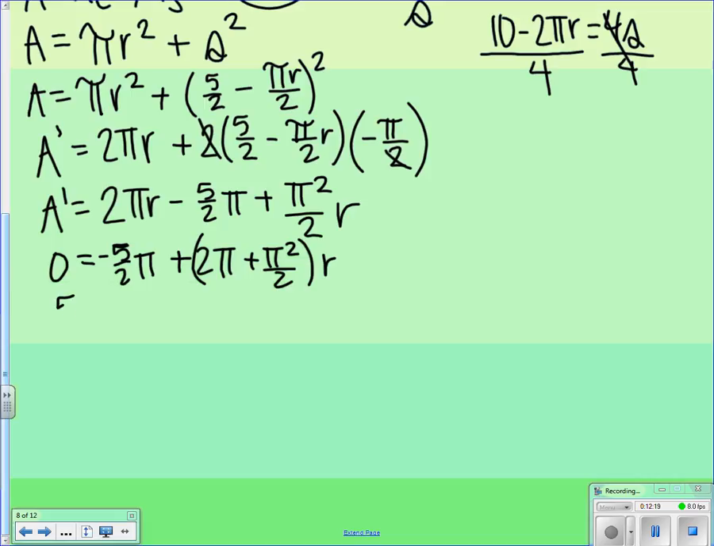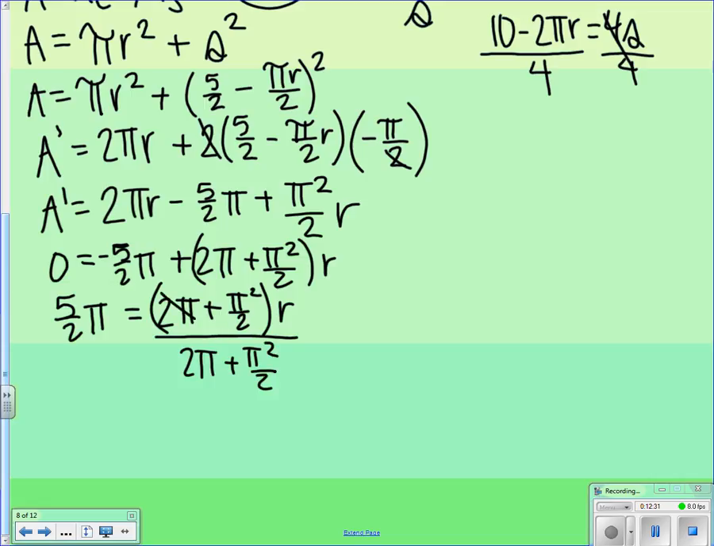So I can add the 5 over 2 pi, and then 2 pi plus pi over 2 squared. And so that's what I'm going to divide by. And it's just the pi that's squared. So now you need to plug that into your calculator and get an r value. You need to be very careful when you plug that into your calculator so that you get the correct answer.